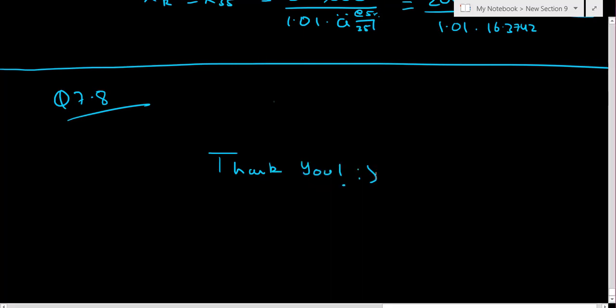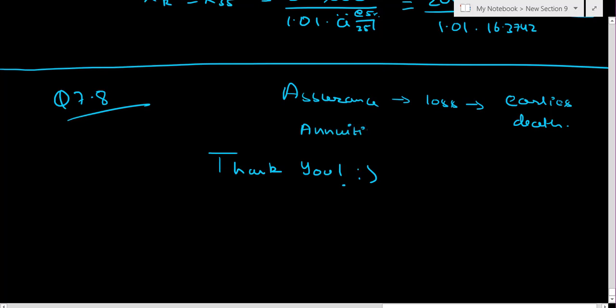Okay, just remember one thing, that for assurances we would incur a loss. The loss would increase if the person dies before time end. That is, if the person dies earlier. Okay, the earlier the person dies, the more would be the amount of loss. And for annuities, it's just the opposite. The loss occurs if the person survives more. Okay, survival.